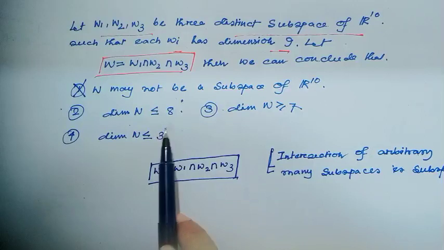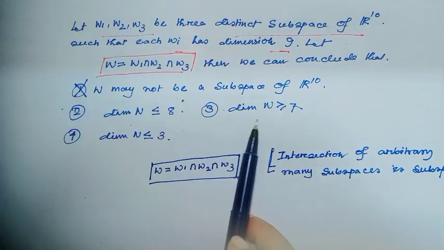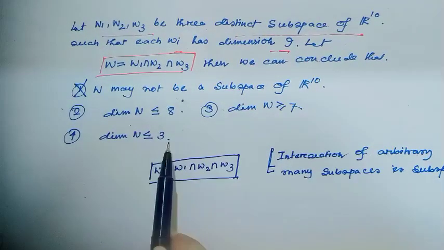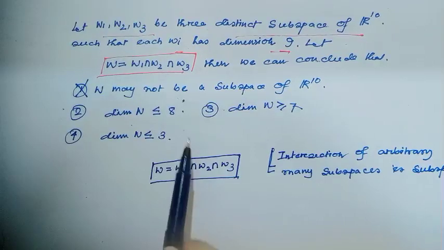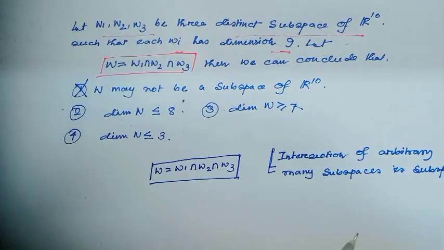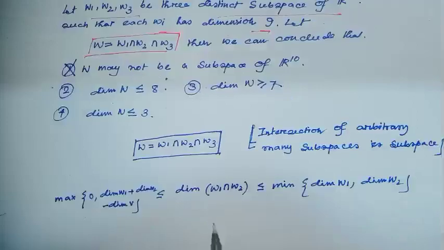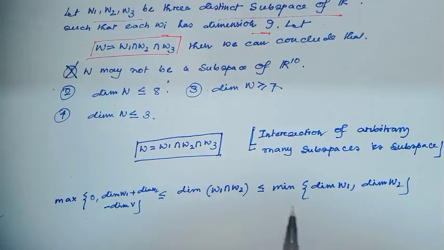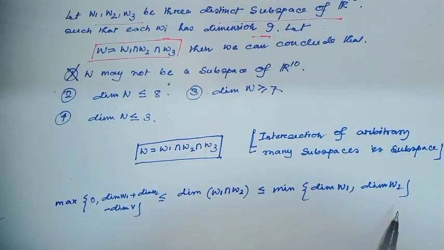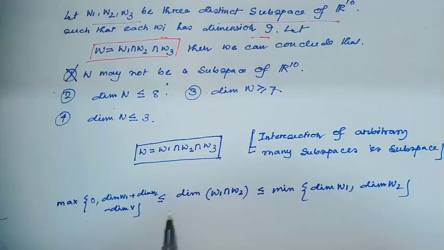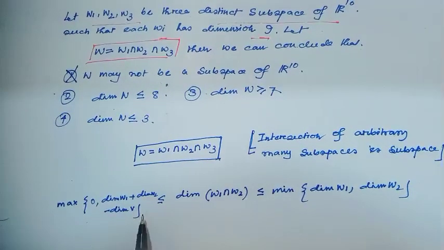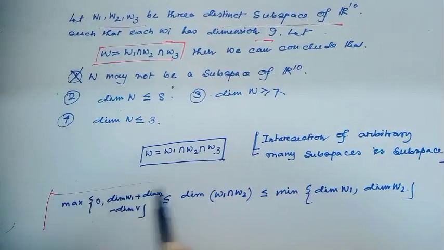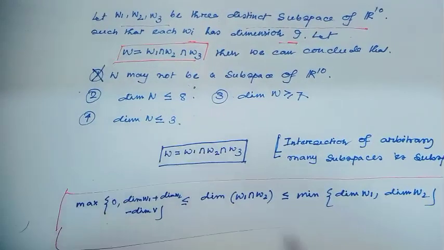Option 2 indicates dimension of W is less than or equal to 8. Option 3 indicates dimension of W is greater than or equal to 7. And option 4 indicates dimension of W is less than or equal to 3. For this I will use one nice theorem: dimension of W1 intersection W2 is less than or equal to the minimum of dimension of W1, dimension of W2, and greater than or equal to the maximum of 0, dimension of W1 plus dimension of W2 minus dimension of V. This is the theorem I will use.